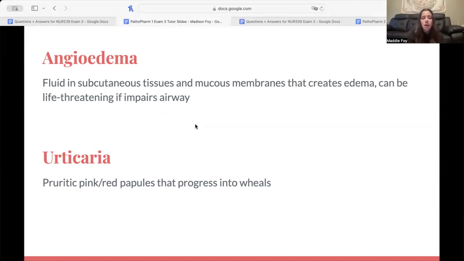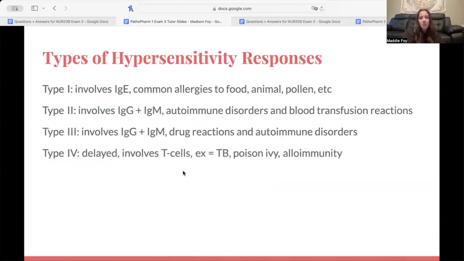And then also urticaria is pruritic, which just means itchy, pink or red papules that progress into wheals. So those are two super common clinical manifestations of an allergic response. The types of hypersensitivity responses, this is unfortunately just something you have to memorize. Type 1 is common allergies to food, animal pollen, etc. Lots and lots of people have a type 1 hypersensitivity to something. And that involves that IgE that I mentioned. That plays a major role in the release of histamine and chemical mediators in allergies.